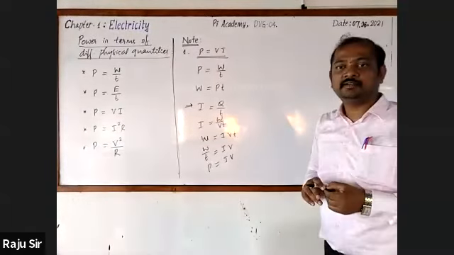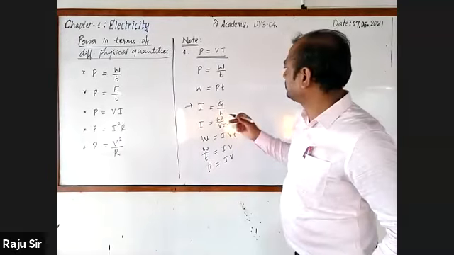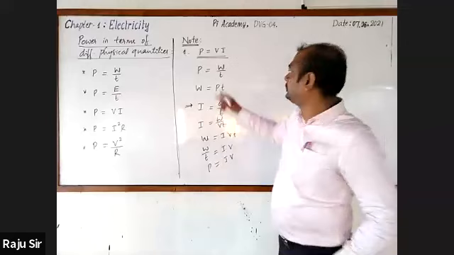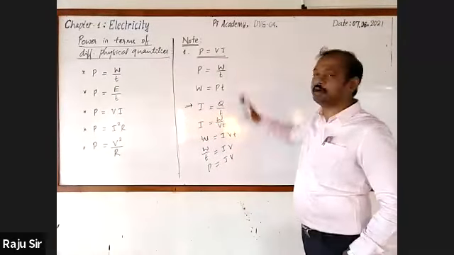Did you understand? Yes, sir. Very good. Who is on the line? That is Mohammed Sohail. Can you tell how it can be derived? P is equal to I into E. Sorry, P is equal to V into I.